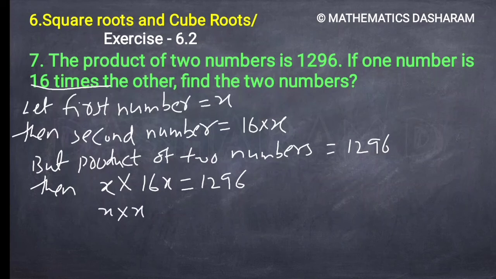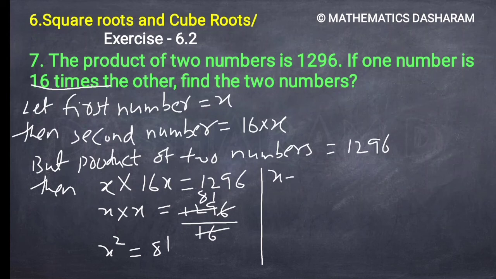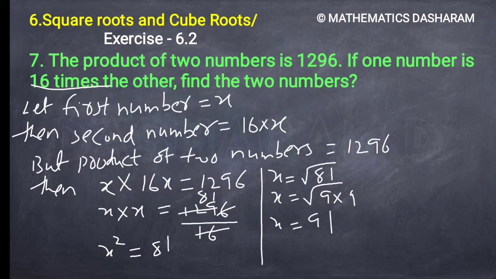Here x into x, and 16 multiplying, now transpose to the RHS. So then 1296 divided by 16. x into x is x square, it is equal to, so 16 ones are 16, 16 8s are 128, one remainder, next digit is 6, 16 ones are 16. So x square equals 81. Then x equals what? Under root 81, which is very simple, 9 into 9. So then x equals 9 is the answer.